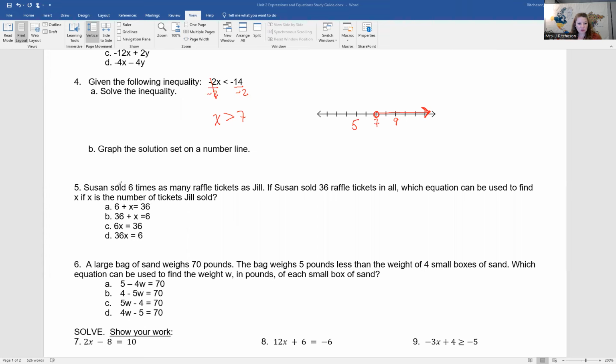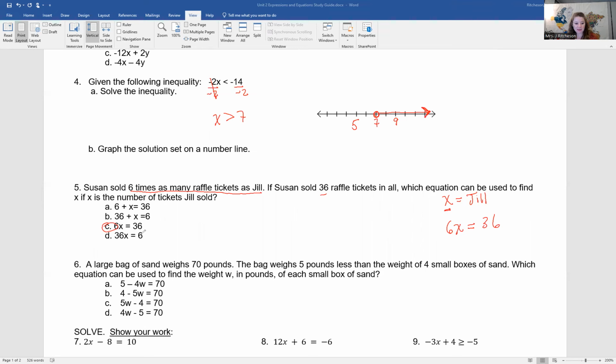Number 5, if Susan sold 6 times as many raffle tickets as Jill, and she sold 36 raffle tickets in all, which expression could be used to find x if x is the number of tickets Jill sold? Well, Jill sold x number of tickets, and Susan sold 6 times this number. So 6 times x is 6x, and we know that that actually is equal to 36. So C is the best answer.